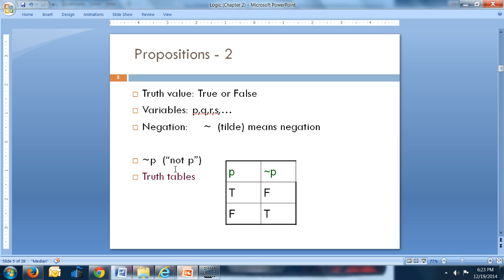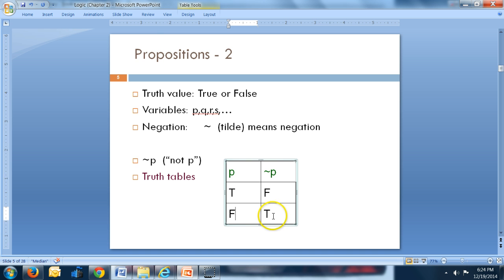Now, we start with the first column. P has two possible values, either true or false. So the truth value in here can be true or false, but the table itself has to have the two possible values for the P. Then we look into the negation, not P. Now, in this case, if P is true, then the negation will be false. If the original value is false, then the negation will be true. So we got to remember this.